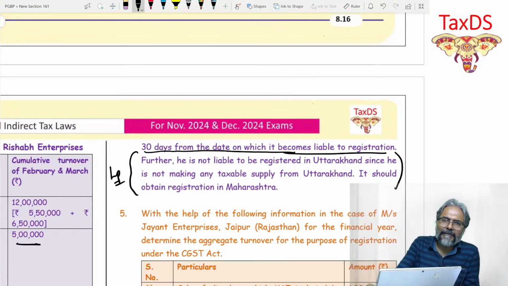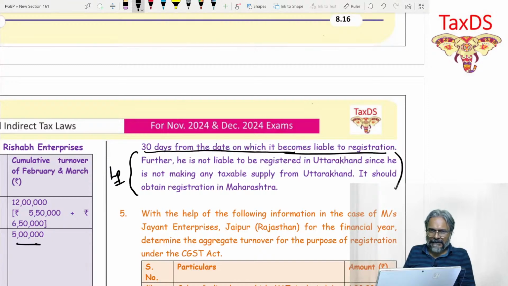If he is liable to get himself registered, will he register in Uttarakhand also? For aggregate turnover purpose, you have considered the turnover in Uttarakhand as well. But will he be getting himself registered, students, in Uttarakhand? To that, the answer is no. Why is it so? Because he is supplying liquor from there. That is outside the scope of levy under this Act, not only CGST, but also SGST and IGST, which means that he will not take any registration so far as that is concerned. The registration will be only under the VAT.